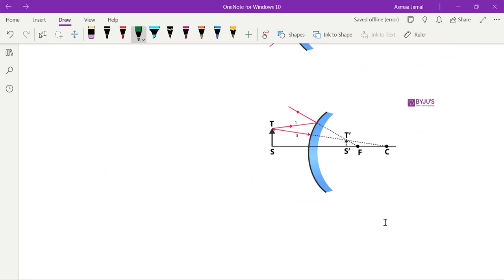When we put that object at a distance less than infinity, which means we can put it at a finite distance, some point near the convex mirror, we also will have a virtual image, but this time it's between the mirror and the focus. The size of the image is smaller than the object.